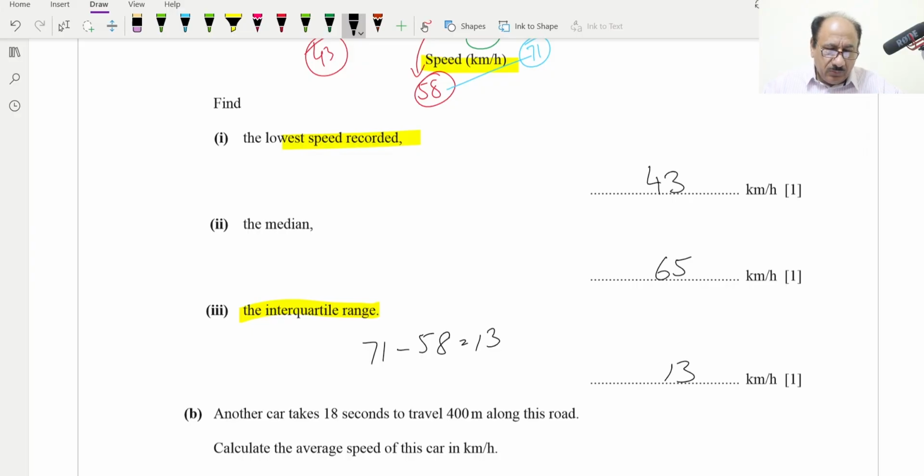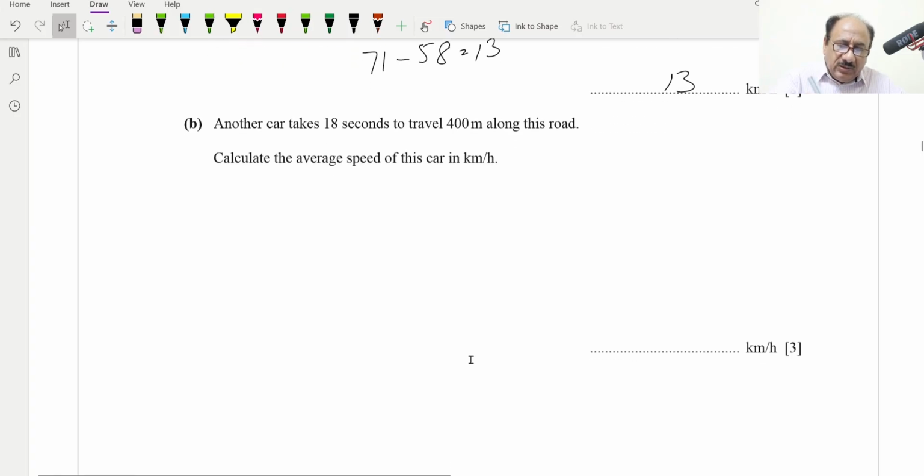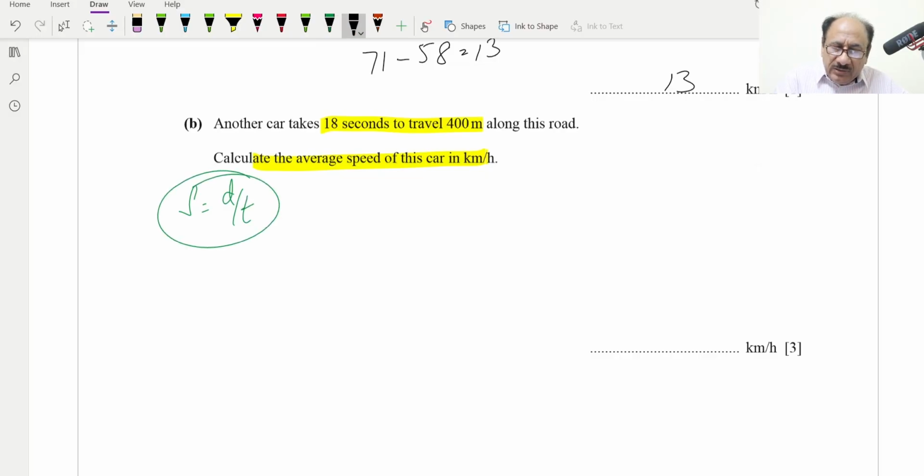This one. Now B part. Another car takes 16 seconds to travel 400 meters along this road. Calculate the average speed in kilometers per hour. We know speed is equal to distance over time. This formula we will be utilizing, and the distance is 400 meters, divided by the time it is taking, 16 seconds. So this will be equal to the average speed.